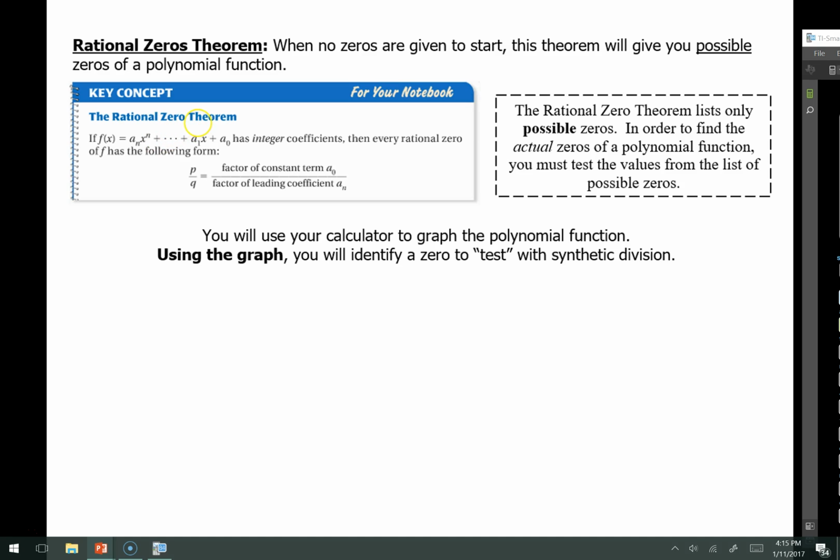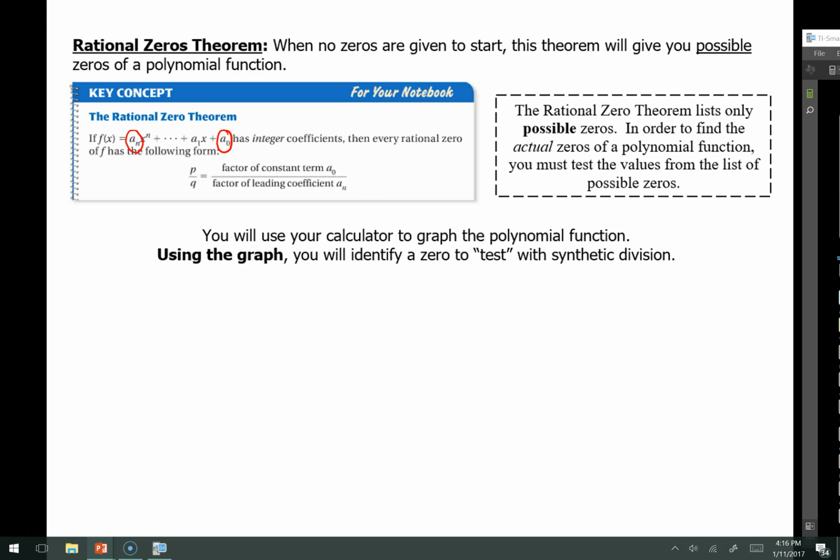So the rational zero theorem says if you have a polynomial function and it has integer coefficients, then every rational zero of the function has this form, p divided by q, where p is all of the possible factors of the constant term, that's the one that does not have a variable in the equation, divided by q, which is the factors of the leading coefficient. That's a sub n in this example. So we're going to list out all of the constant term's factors in the numerator, all of the leading coefficient's factors in the denominator, and then simplify. And that's going to give us usually a really big list of possibilities.